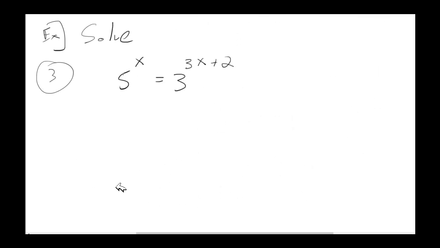Okay, here's our last one. So solve: 5 to the x equals 3 to the 3x plus 2. So here I have an exponential equation. Usually what we try to do here is get the same base, so the exponents are equal. But here we're going to have trouble because it's very hard to get 5 and 3 to be the same base. So what I'm going to do is take a logarithm on both sides.